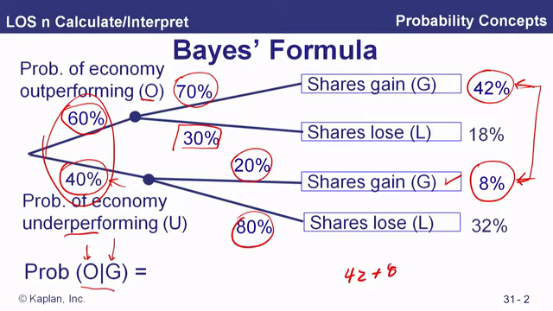Well, if shares do gain, what percentage of the time is it associated with outperformance? Well, 42% of the time. So 42% of 50% of the time, when shares gain, we had an outperforming economy.